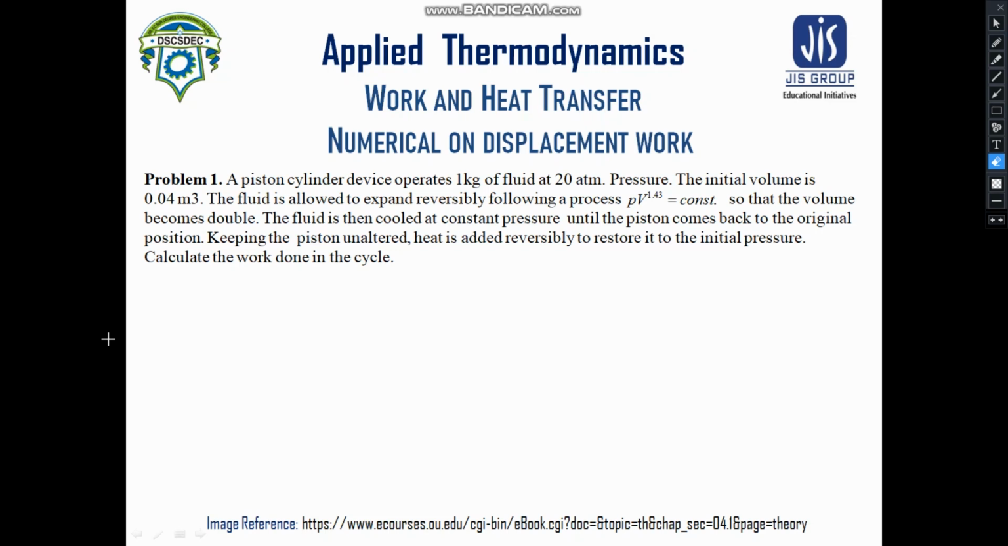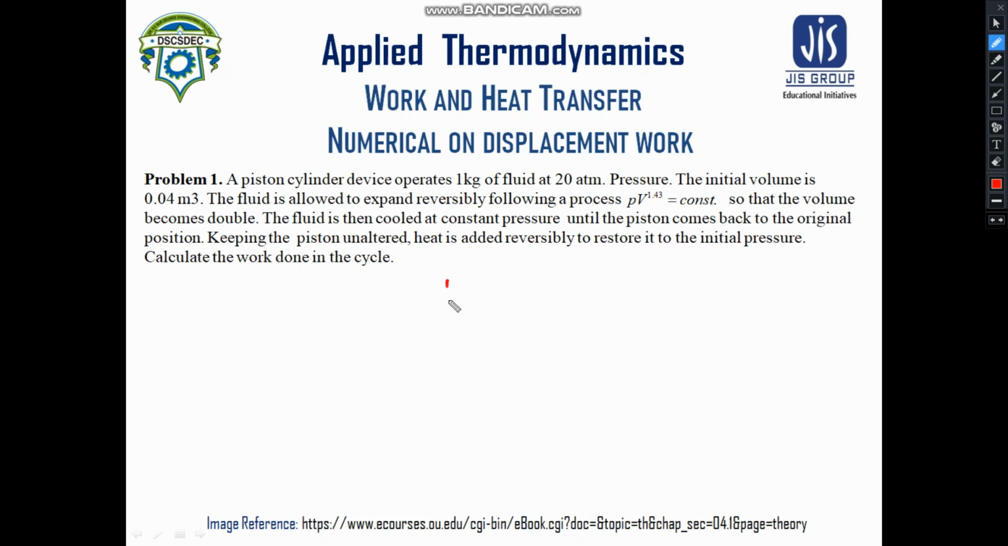Okay, and then we moved on to the concept of work. We moved on to the concept of path and point function. So there are some functions which depend on the path. Work is one of them. Work transfer is always one of them.